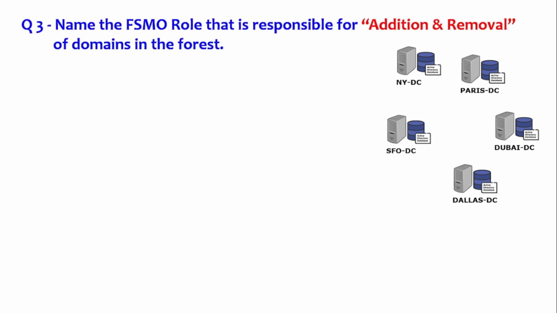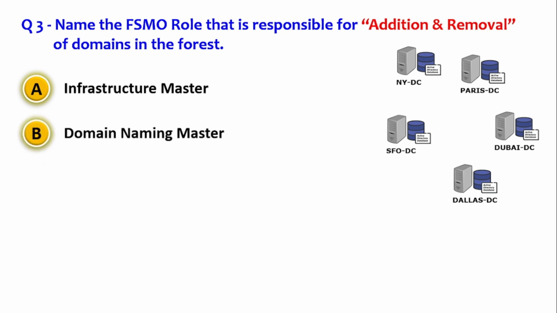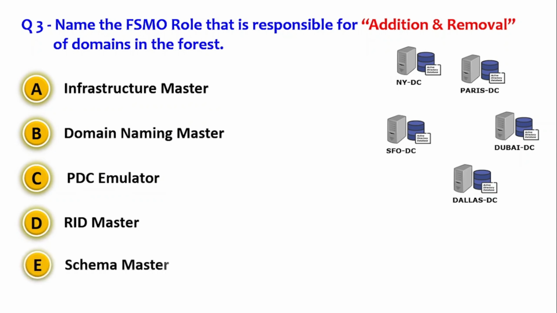Question number 3. Name the FSMO role that is responsible for addition and removal of domains in the forest. Option A, Infrastructure Master, Domain Naming Master, PDC Emulator, RID Master, and Schema Master. So, which FSMO role is responsible for addition and removal of domains in a forest? And the answer is Domain Naming Master.